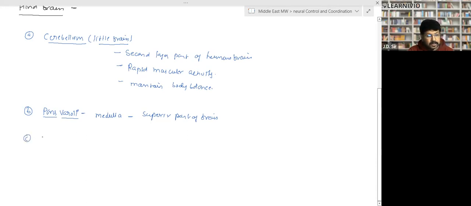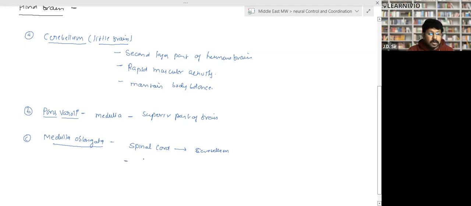Now the C part is the medulla oblongata, the third part of the hindbrain. It receives and integrates signals from the spinal cord and sends them to the cerebellum and thalamus.